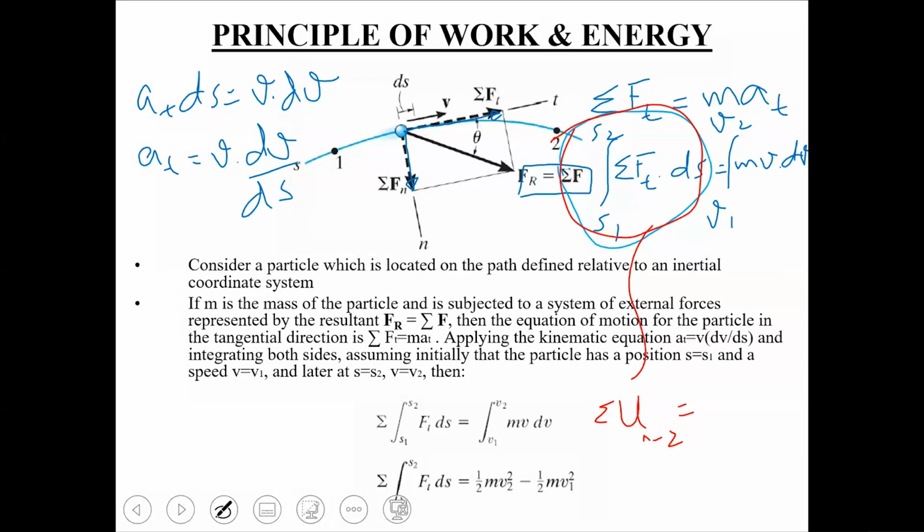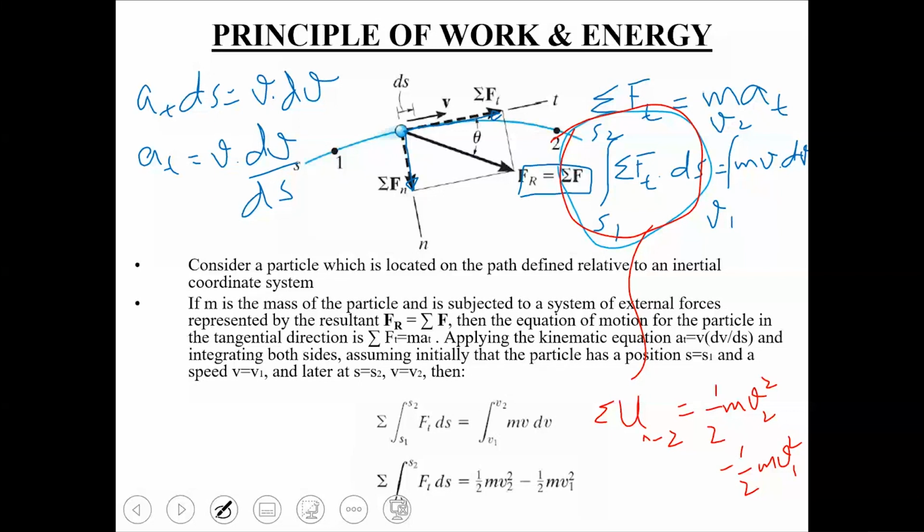So mass is constant, इसको हम बाहर ले जाएंगे, v का इंटीग्रल विद रिस्पेक्ट टू dv क्या हो जाएगा? 1/2 v square. और जब हम इंटीग्रेशन की वैल्यूज डालेंगे from v1 to v2, it would become half m v2 square minus half m v1 square. ऐसे ही है? Yes sir. Okay. So what does this half mv square represents? Kinetic energy. It represents the kinetic energy.